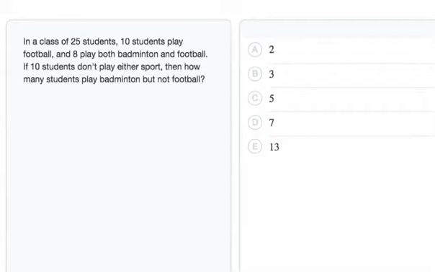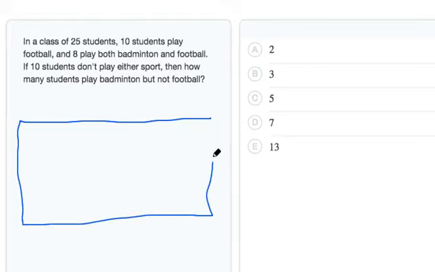To solve this question, we have overlapping sets. So let's go ahead and construct a Venn diagram for the class. Let's create a big rectangle, which is going to represent the entire class of students. So this is going to represent our class of students, and let's go ahead and label it. And we're told that we have 25 students in the class.